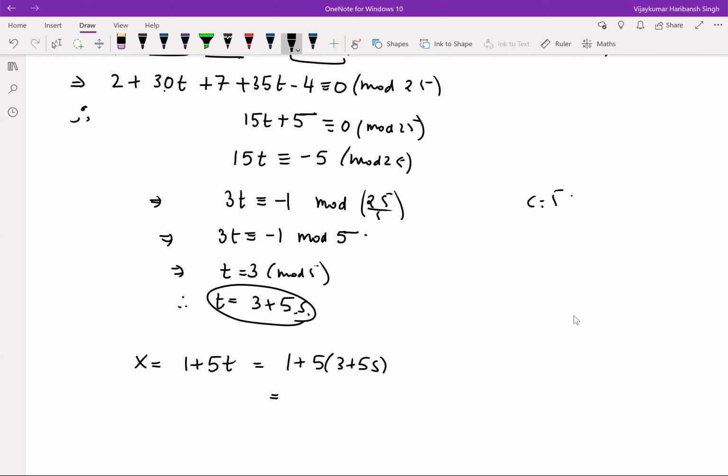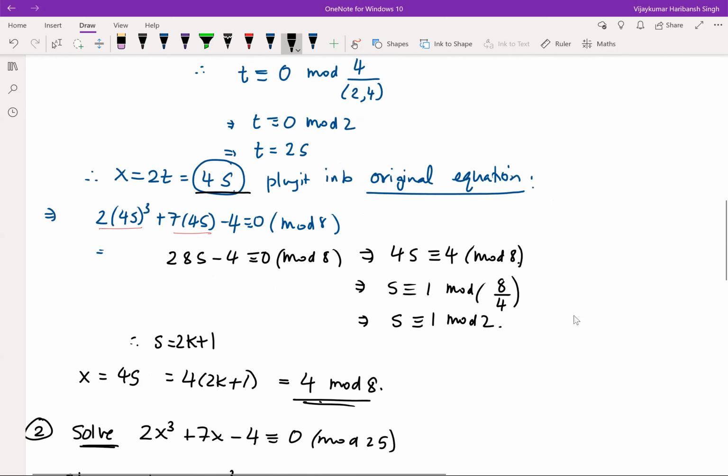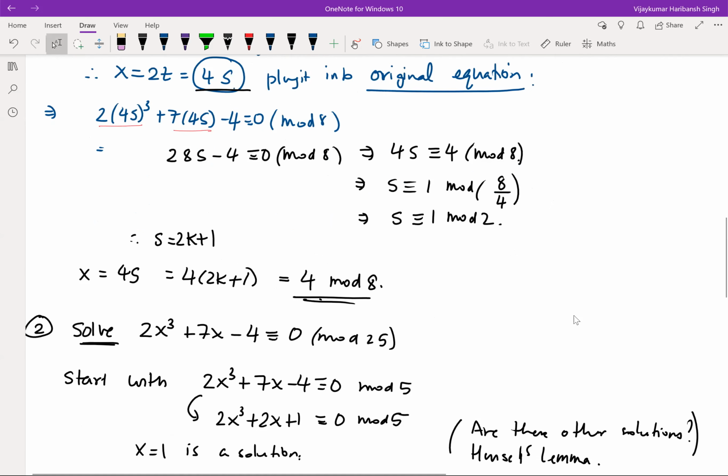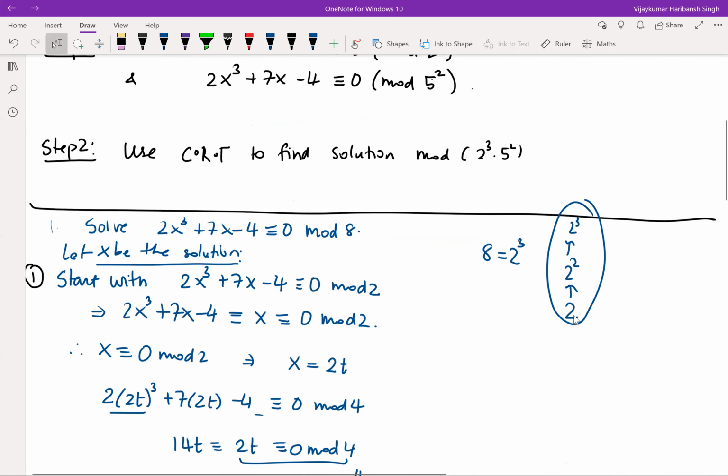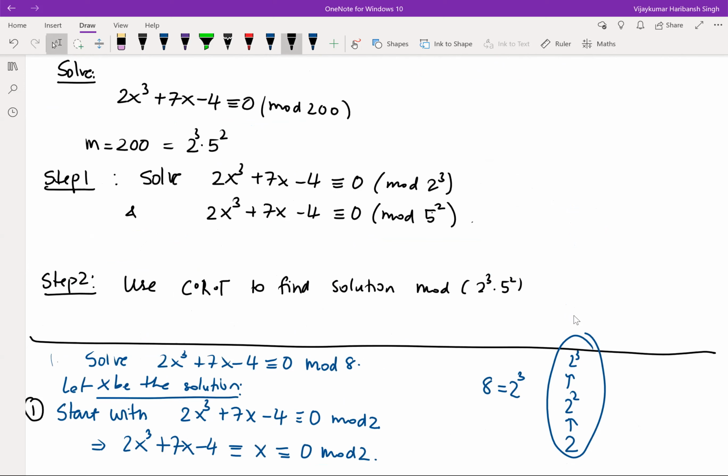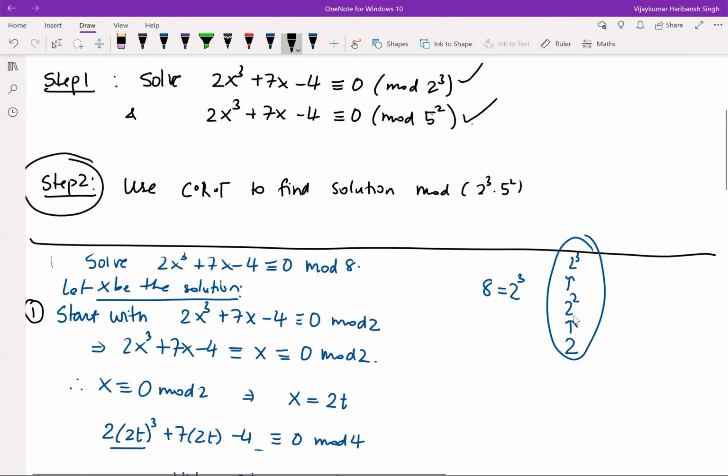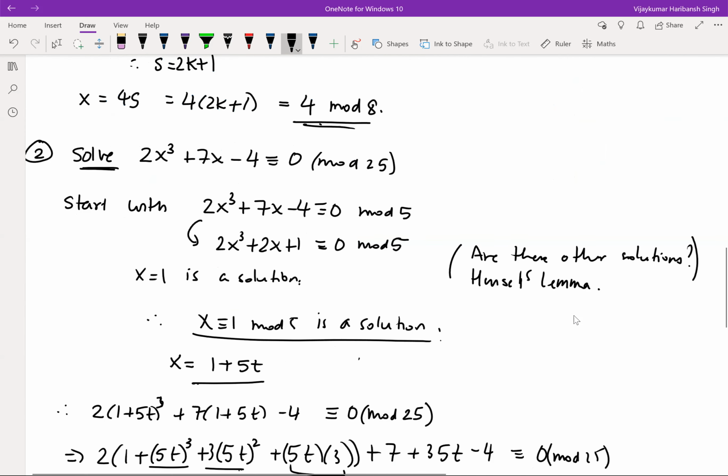And then you get 1 plus 15, that is 16, plus 25s, which is congruent to 16 mod 25. So you have solved it now. This was your original goal: you wanted to solve modulo 8 and modulo 25, and now you have done that. Now we have to go for step 2, which is combining these solutions using the Chinese remainder theorem.